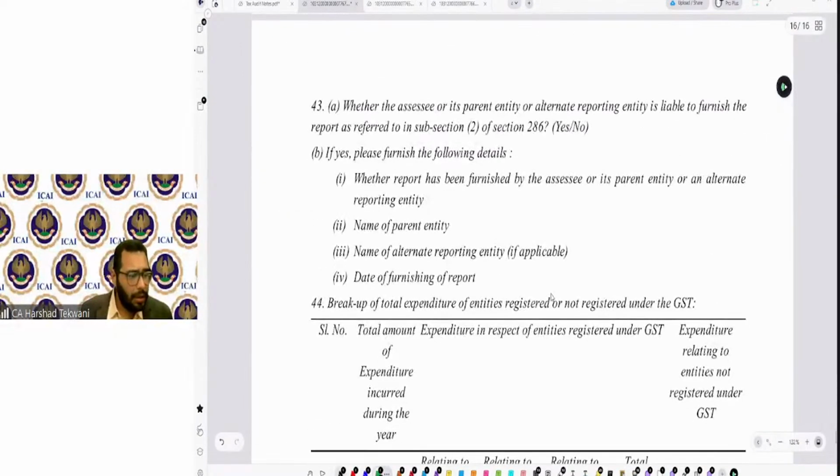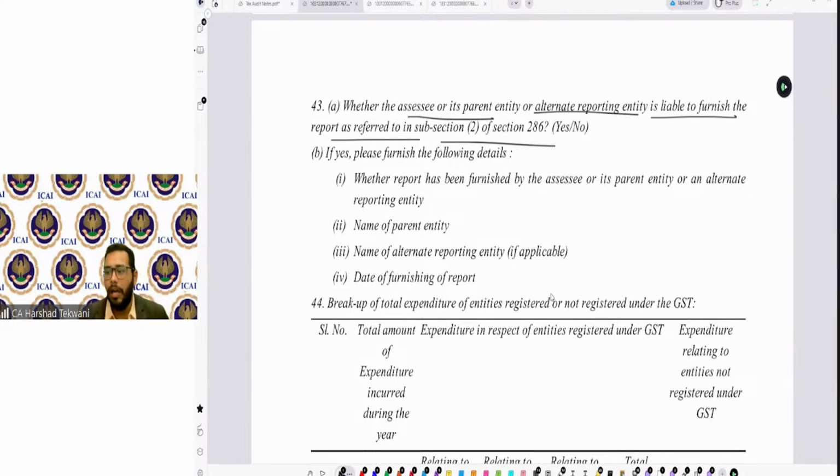Then clause 43 talks about whether the assessee or its parent is an alternate reporting entity liable to furnish a report under sub-section 2 of section 286. Again, that is a very specific case scenario, where section 286 casts an obligation on the parent entity or the alternate reporting entity, if the resident in India is part of an international group, to furnish a report for every accounting year within a period of 12 months from the end of such reporting accounting year.